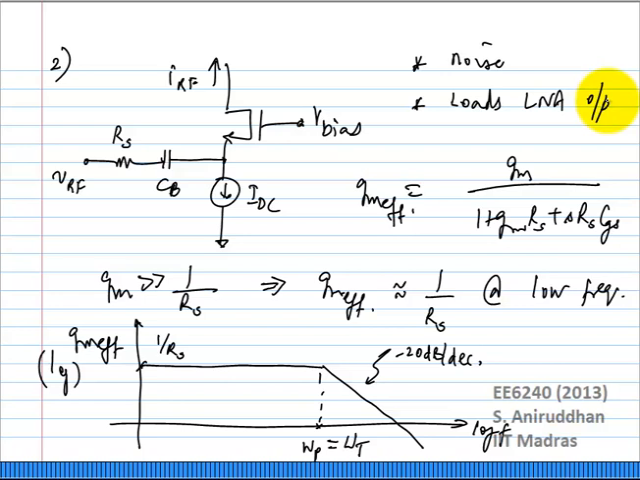Right? So if you want to get enough conversion gain from this mixer, you will have to choose a small RS. If you don't want to load the LNA, you will have to choose a large RS. Right? So that is your trade-off right there. And again, RS should be much larger than 1 over GM. So you want RS to be large enough such that you don't use a lot of current. Okay?